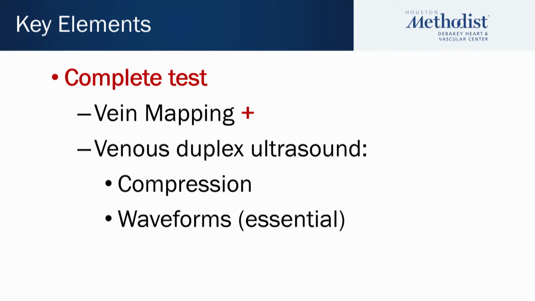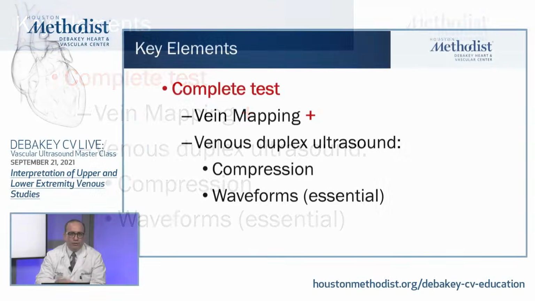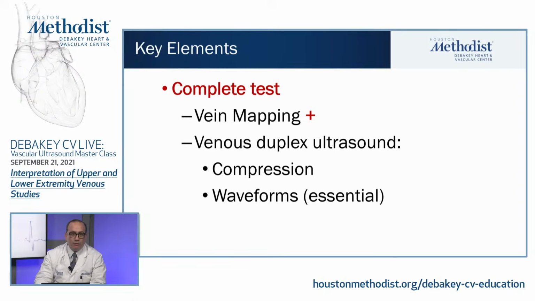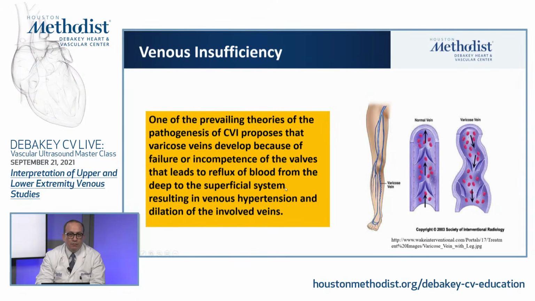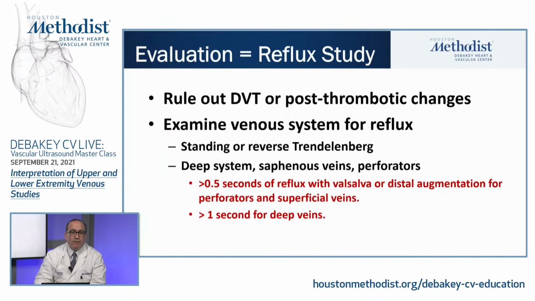So a complete test for venous reflux includes vein mapping and duplex ultrasound with compression and waveforms. Waveforms are essential. One of the prevailing theories for pathogenesis of varicose veins is that valvular reflux is one of those culprits, especially if it involves the superficial venous system, which leads to the tributaries usually arising from the great saphenous vein to become dilated and varicose.